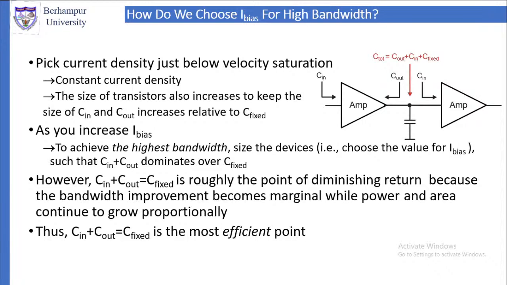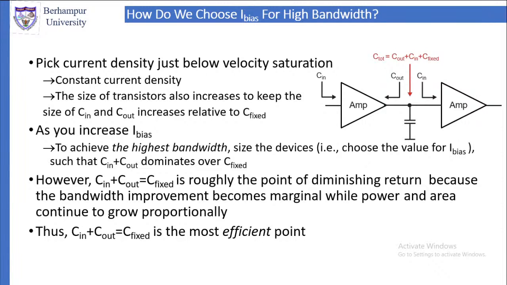Now the question is, suppose we are choosing I bias, how am I going to choose I bias for high bandwidth? The main focus in the design is on designing a high-speed circuit. How to get a high-speed circuit? The amplifier should have higher bandwidth. The more the bandwidth, the more the speed. So to get a high-speed circuit, we require a high bandwidth. So for broadband amplifier design and a high bandwidth, how are we going to choose the I bias?